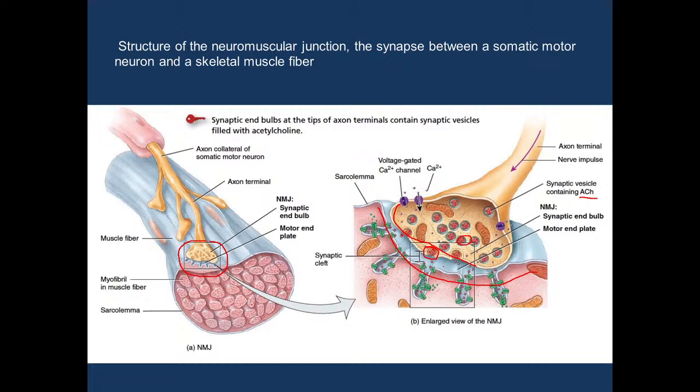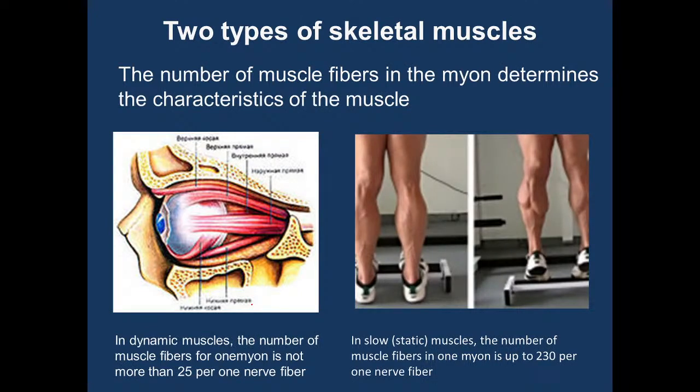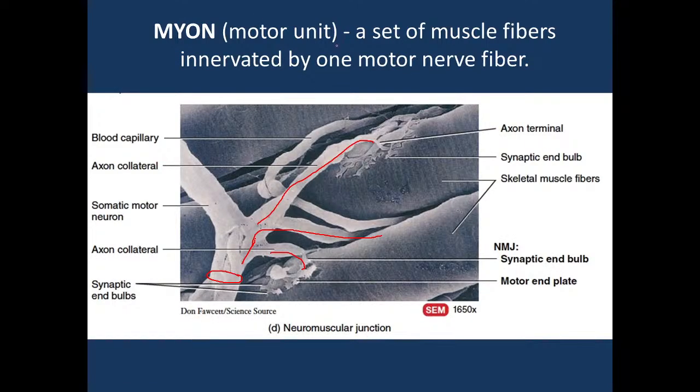Which also give muscles potential to contract. We know two types of skeletal muscles. It depends on the numbers of muscle fibers, and we call this part myons. Myons, or motor units, are a set of muscle fibers innervated by one motor nerve fiber.